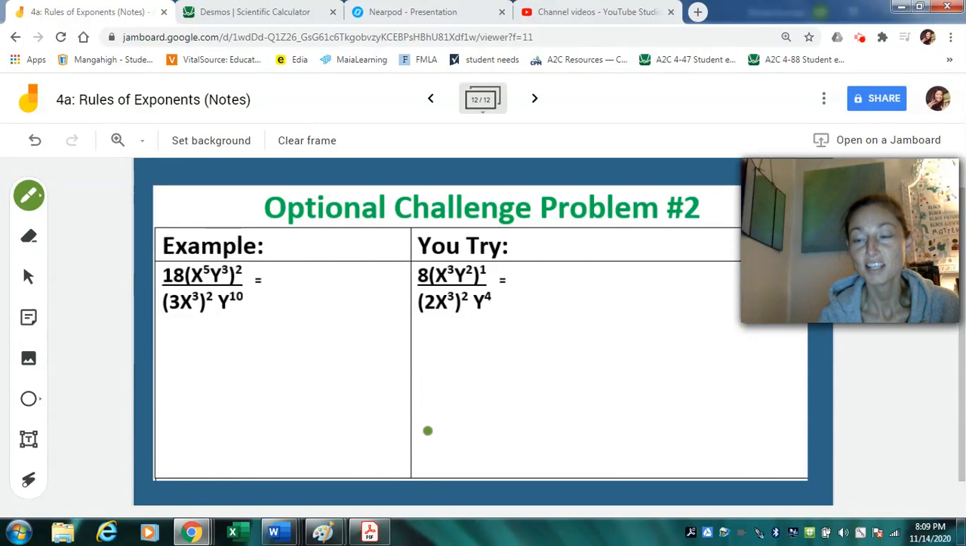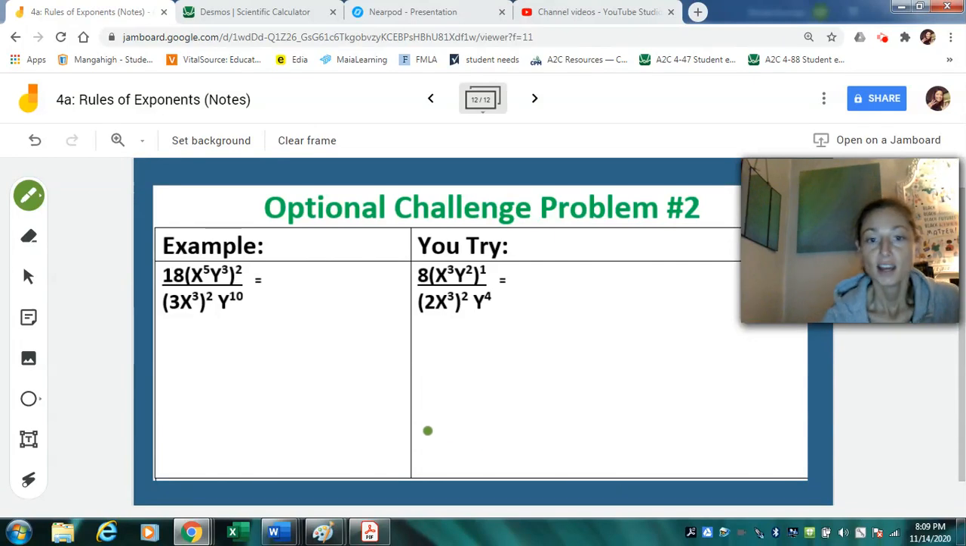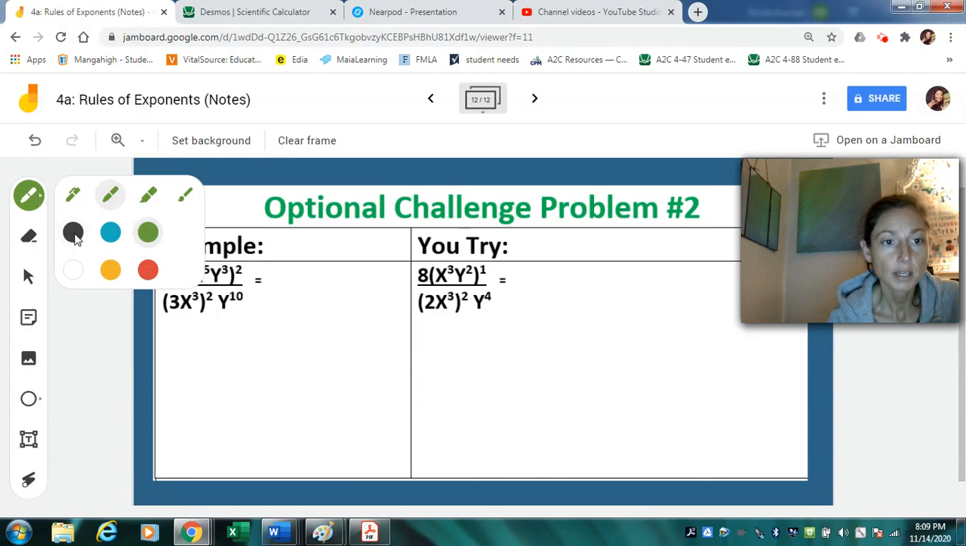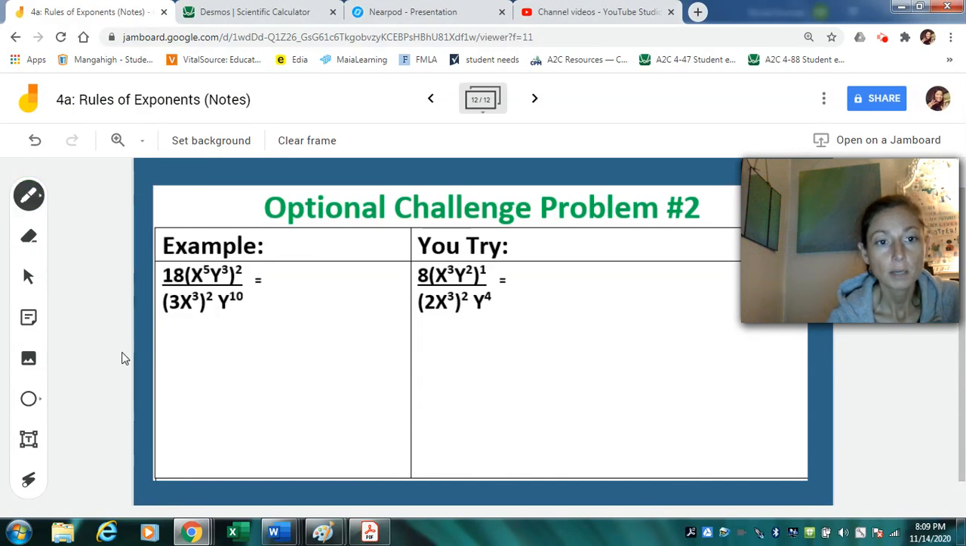All right, so this is going to be the last challenge problem here. And this one, it's got a lot of simplification we've got to do. So I'm starting over here on the example, and what I'm looking for is things that I can simplify. So I see on the top here, I have this 2 that can distribute through the parentheses. And so I'm going to keep the 18 there.